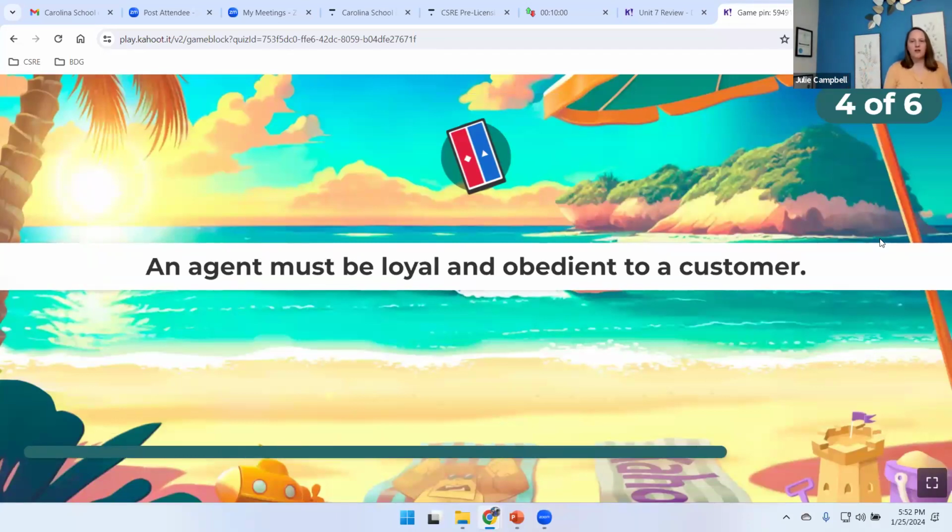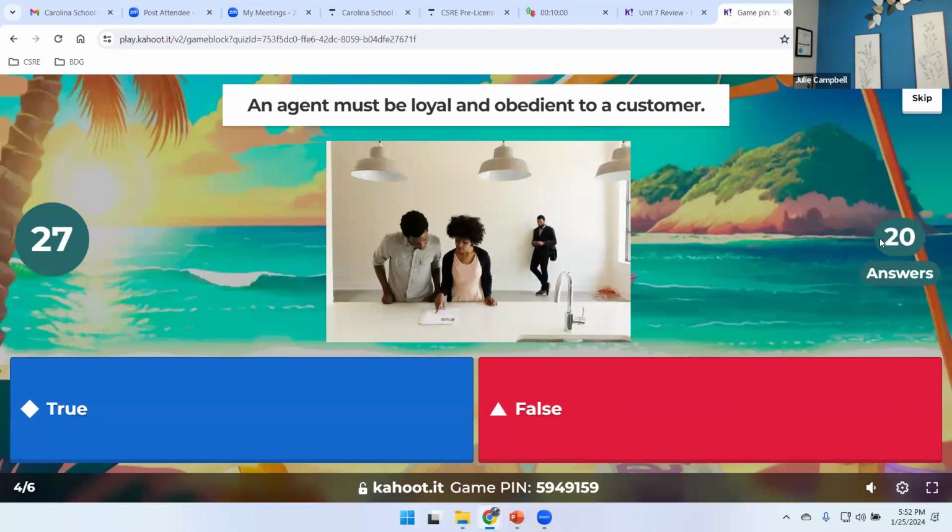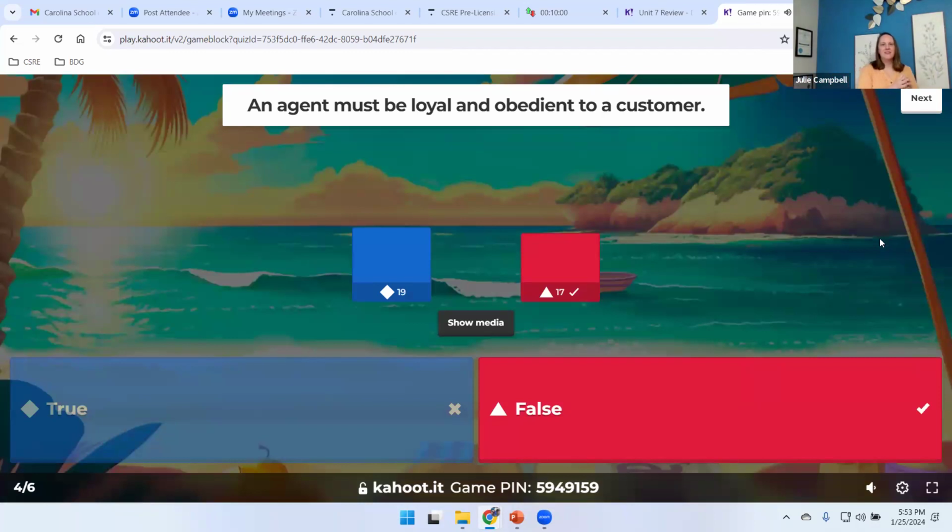An agent must be loyal and obedient to a customer. Loyal and obedient to a customer. Customer, who gets obedience and loyalty? The client. How do you become my client? You hire me by entering into an agency agreement. The client's in first class with OCAR. The customer's back in coach with what? Let's rattle it off together.